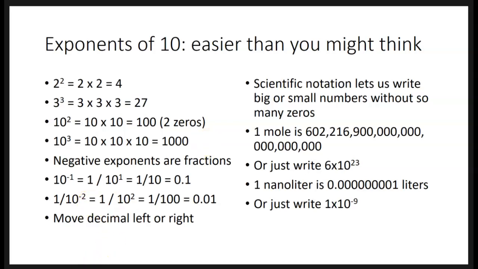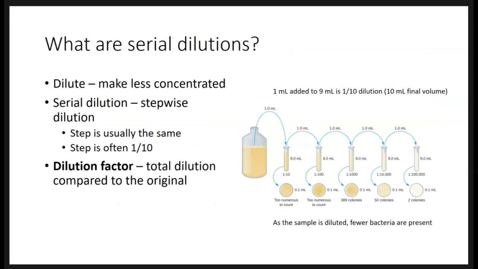So we're going to use these numbers to keep track of serial dilutions. A dilution is when we make something less concentrated. If you dilute some Gatorade in water, you get a drink that is less sweet, less red, less sugary. Serial dilutions are stepwise dilutions where we usually make the same dilution multiple times in the same way. In this class, that step is often going to be dilutions of 1 in 10.